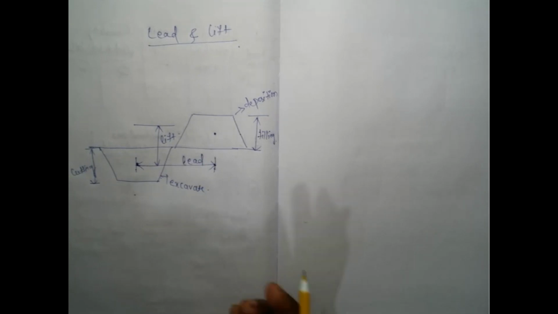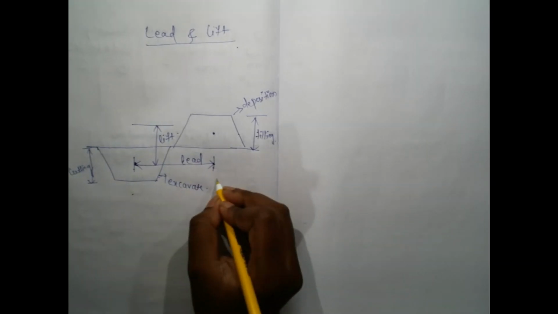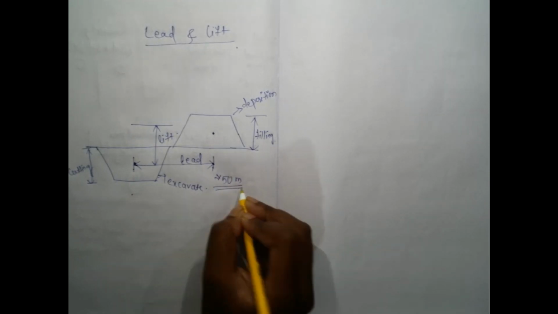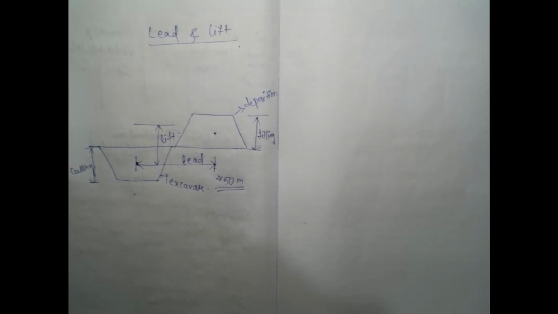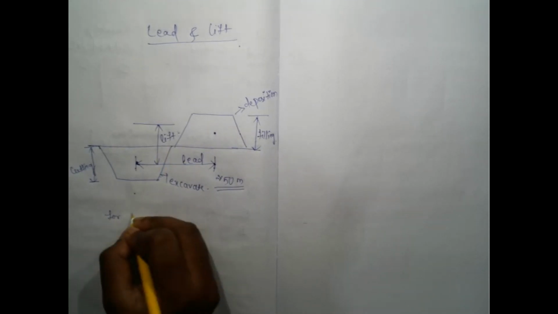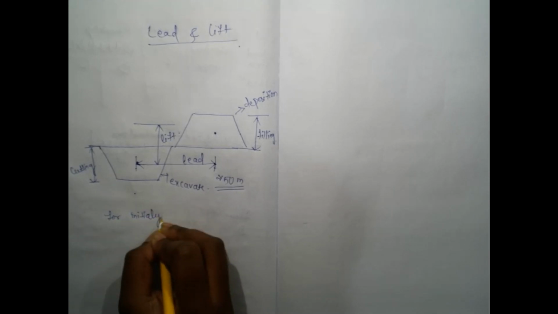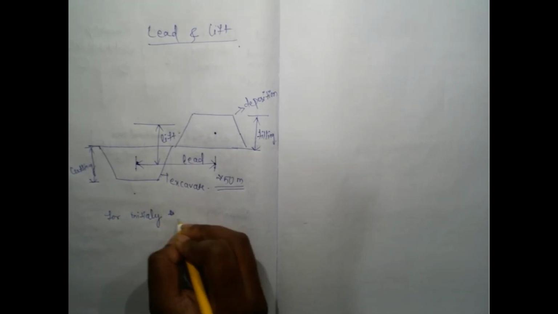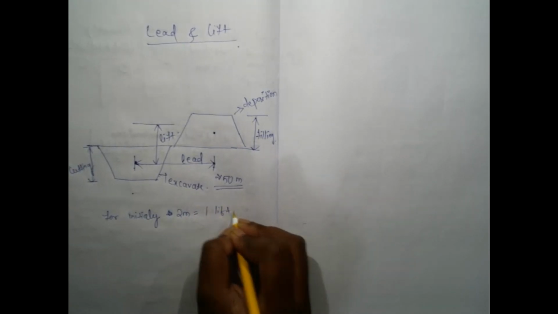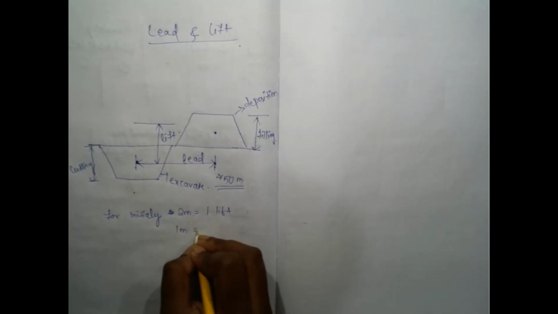Okay, so how are we calculating? In the lead case, it is normally measured in terms of 50 meters. And for the lift case, normally for the first 2 meters we take it as 1 lift, and after that for every 1 meter we take it as 1 lift.